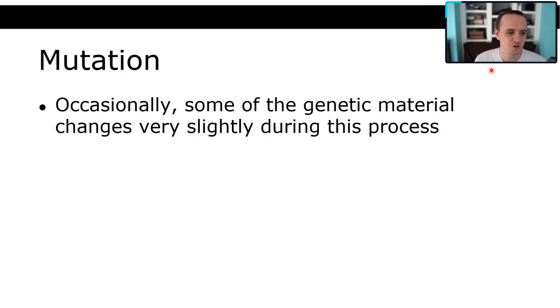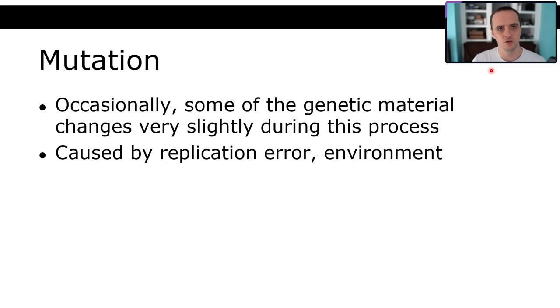All right. So mutation. This is back to being important. Occasionally, some of the genetic material changes very slightly during that process. So for example, you've got things replicating. Any machine is going to have some sort of error, right? If you do something 100 million times, one or two of them are going to be wrong. So it's caused by replication error, but could also be caused by environment, right? So for example, radiation can cause genes to mutate. It can cause DNA to mutate. It can cause errors in replication.